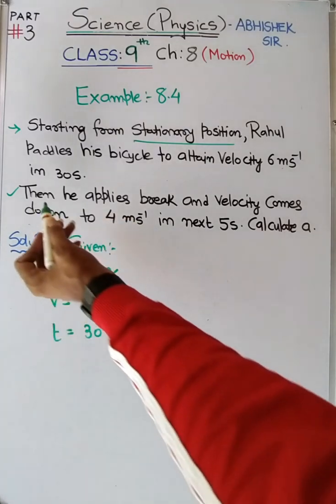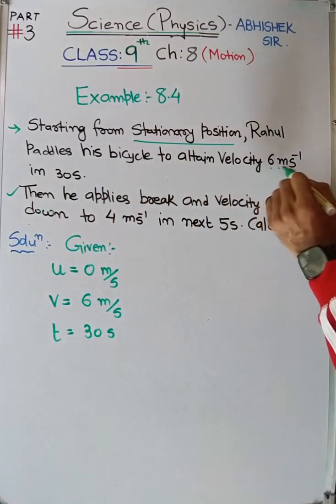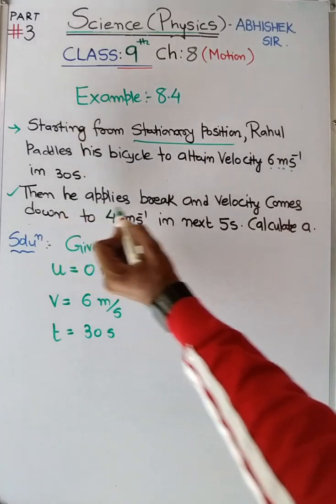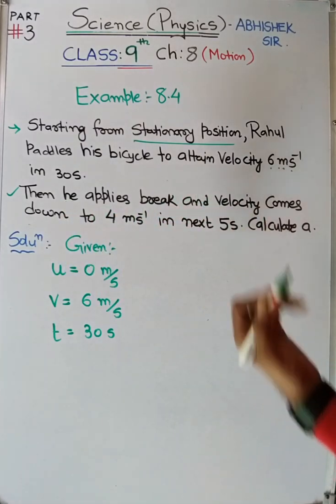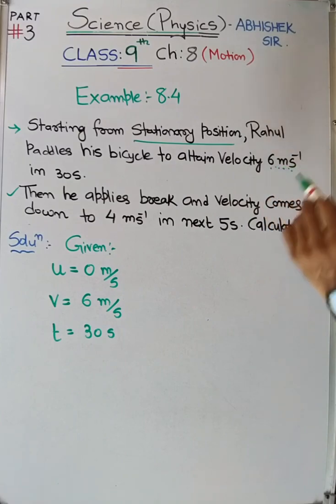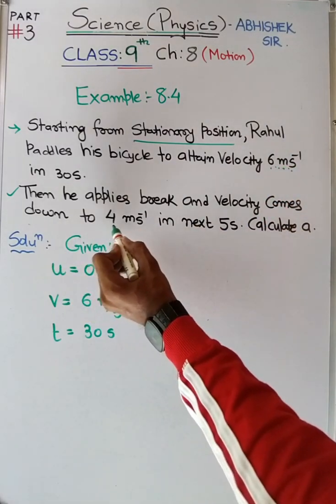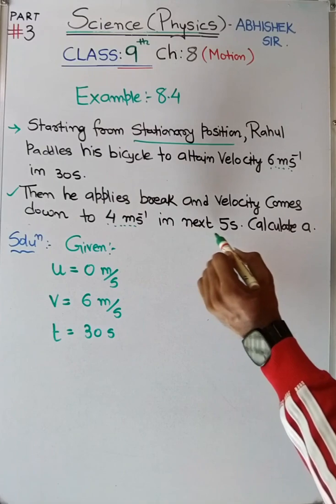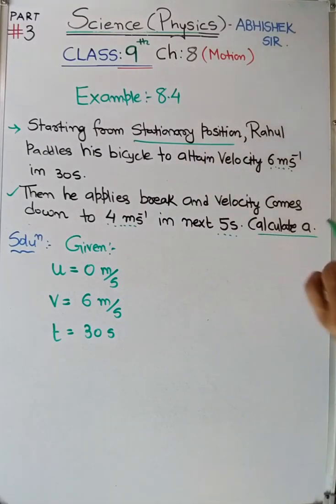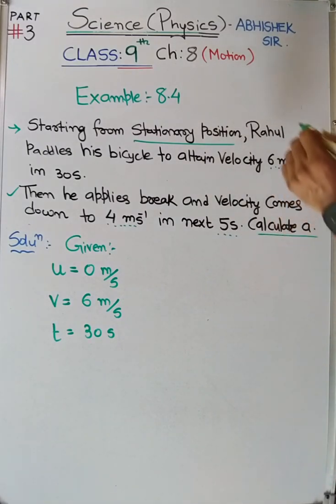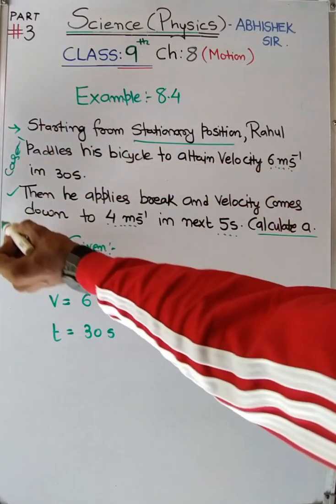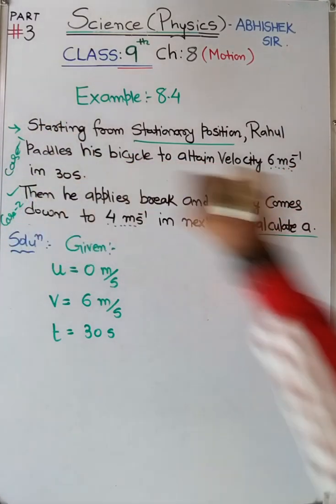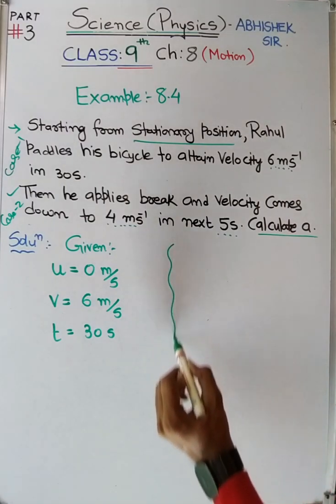Then in the second case, what happens? From 6 meter per second velocity, he applies brake. And we know when we apply brake, the velocity reduces. So from 6 meter per second, velocity comes down to 4 meter per second in the next 5 seconds. So calculate acceleration in both the cases. Consider this as our case 1 and this as our case 2. So we will find acceleration how many times?